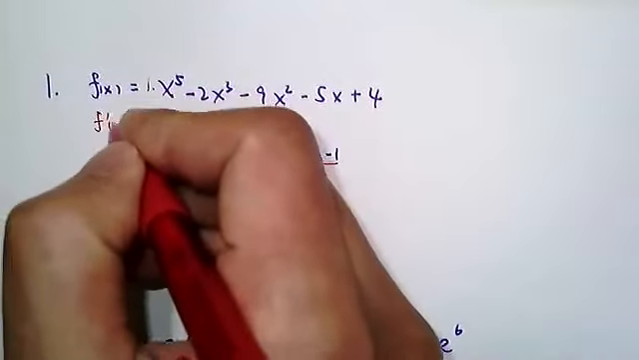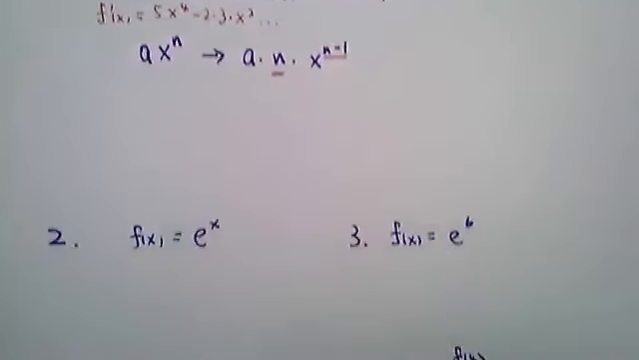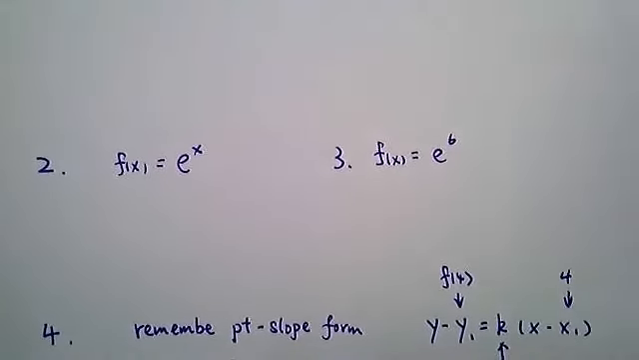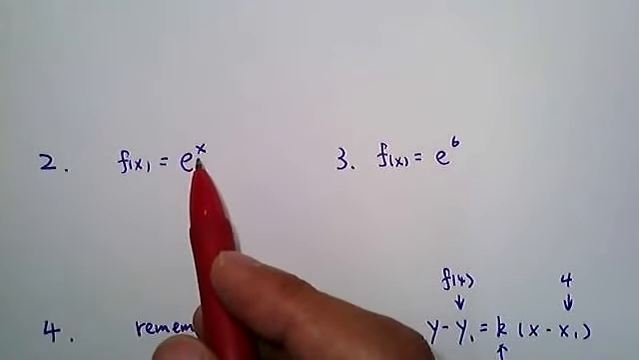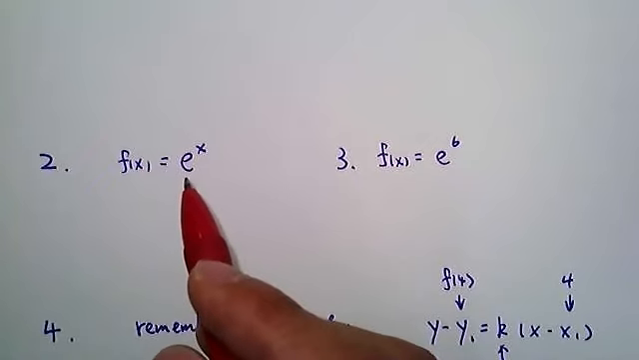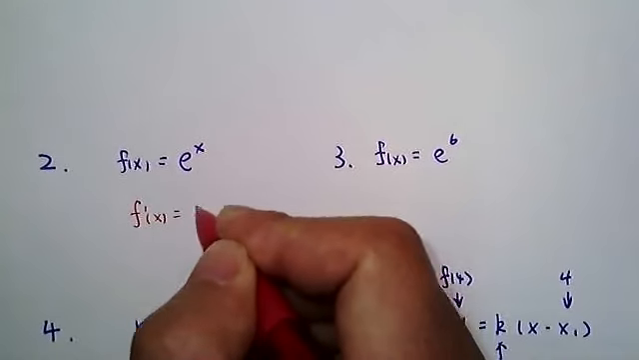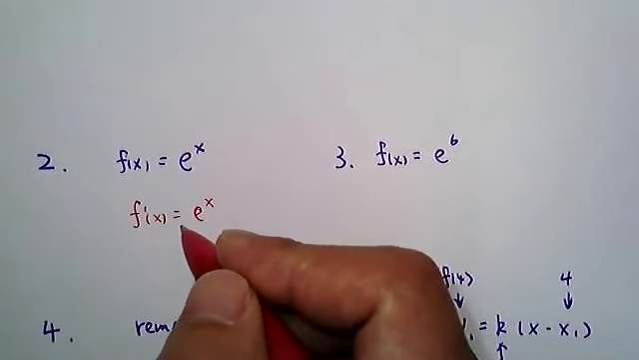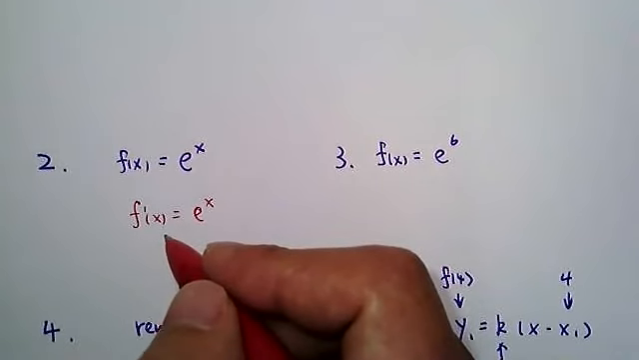I should write f of x equal to. Second question, f of x equals e to the x. And this is just a directly applied formula. The derivative of it is just e to the x. Okay, please look in your lecture notes to see where the formulas are.